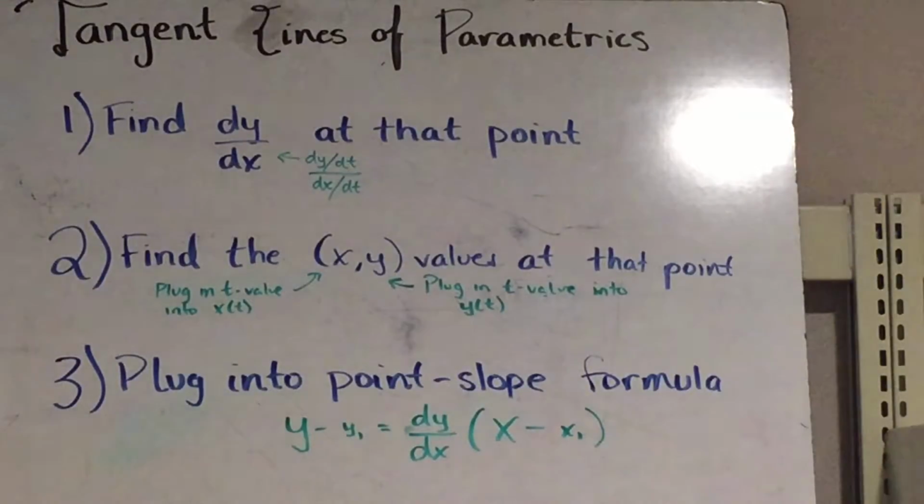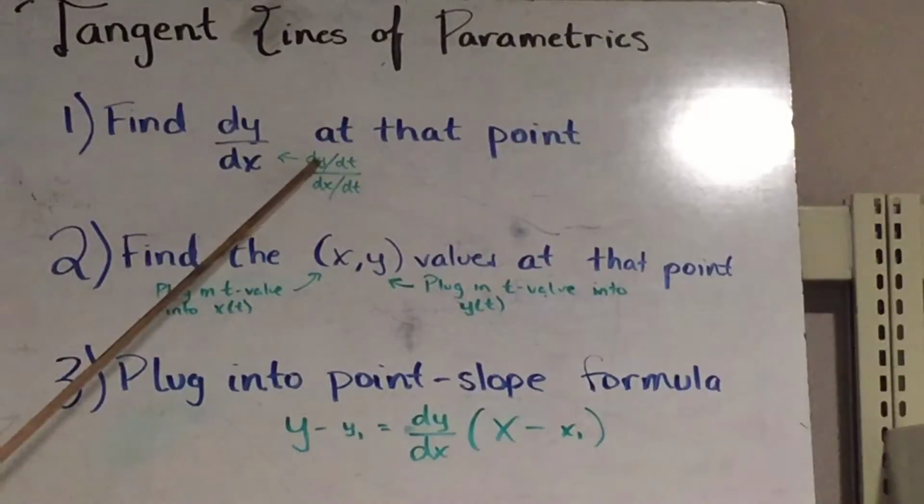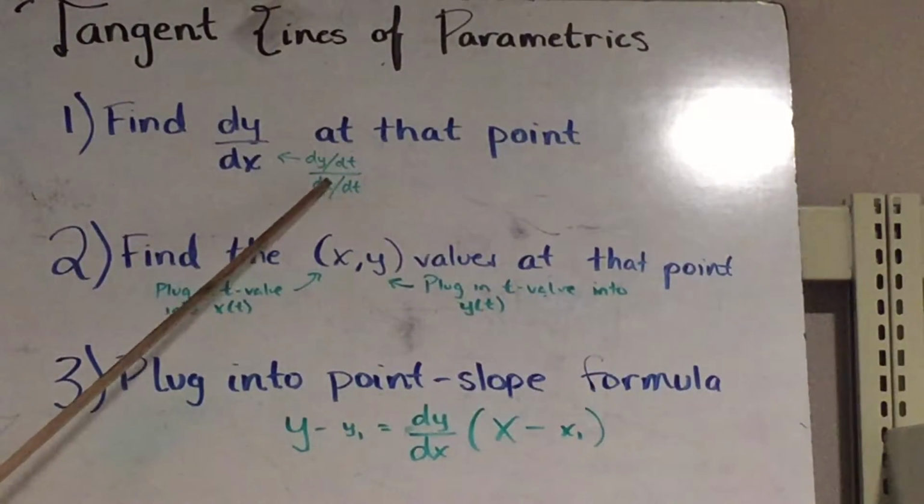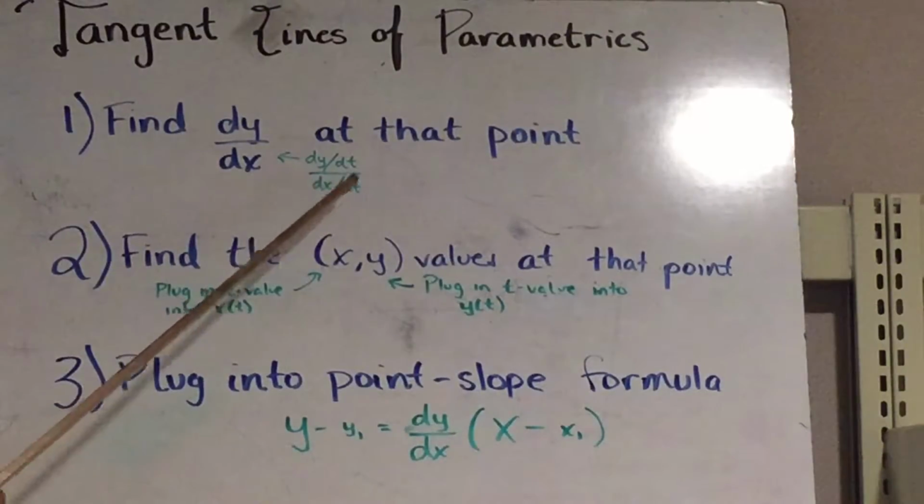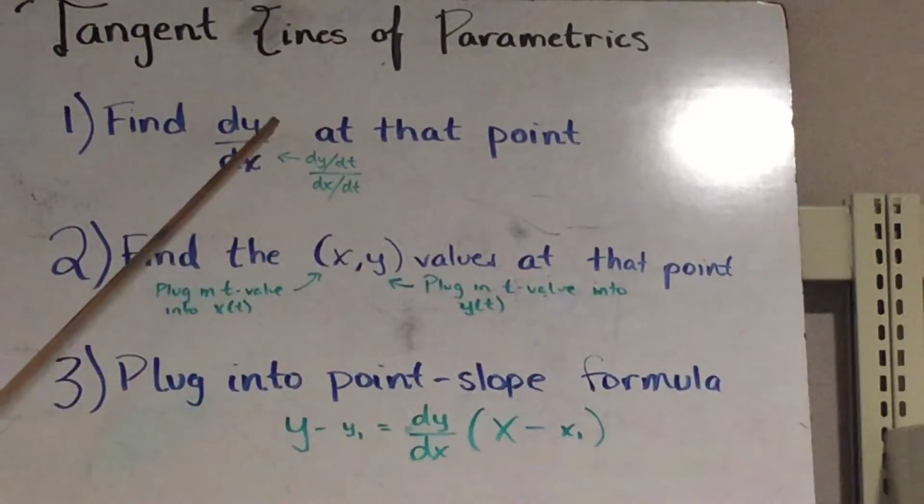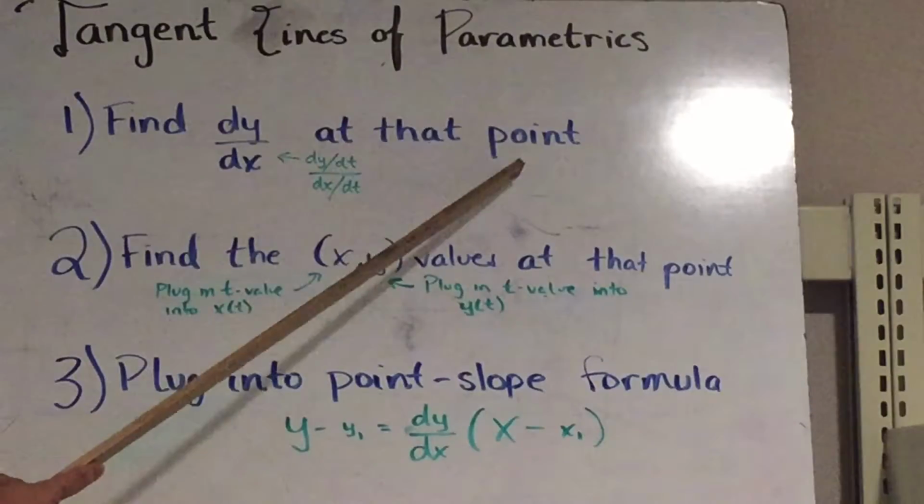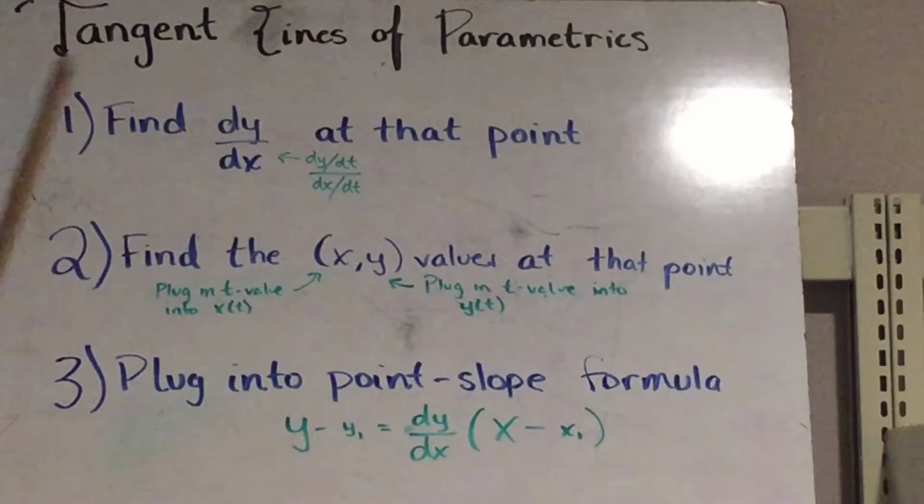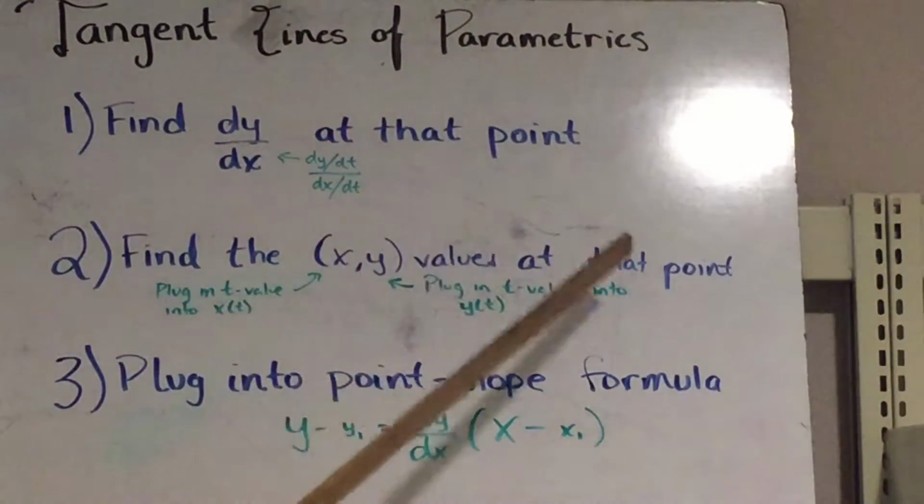So we talked about how to find dy/dx for parametrics, but just in recap, we're going to take the derivative of the y equation to get dy over dt and divide it by the derivative of the x equation to get dx over dt. And that should give us dy over dx at the point we're looking for. Second thing we have to do is find the x, y values of that point.